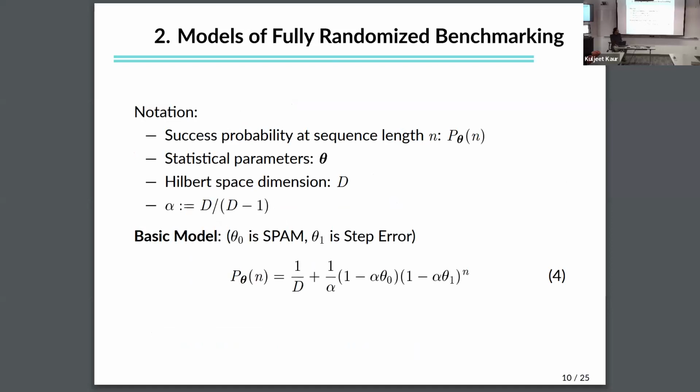One question. Are you setting a system size for randomized benchmarking? Oh, yeah, good question.